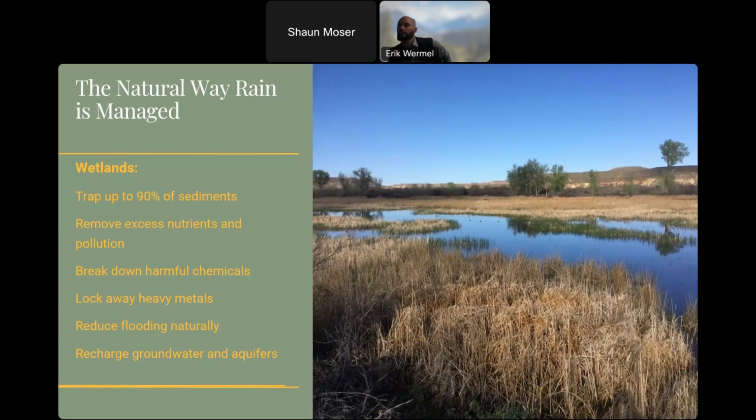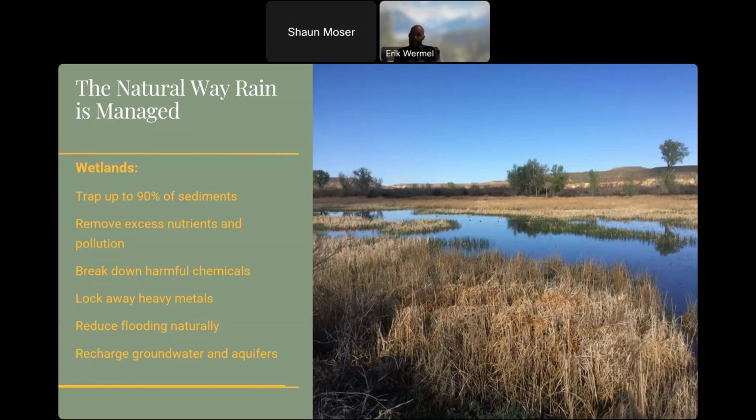So the natural way that rain is managed in the natural environment, in the wild areas. When we think about how rain is meant to move through the environment, there's no better example than wetlands. Wetlands are nature's built-in water treatment system, and they're remarkably effective at what they do. When water flows into wetlands, it slows down as it moves through plants, soils, and sediment and settles out, and pollutants get filtered. So here's what these landscapes are capable of. They trap up to 90% of sediment before it reaches rivers and streams. They remove nearly all of the excess nutrients, like nitrogen and phosphorus, through plant uptake and microbial activity. They break down harmful chemicals, and they sequester and lock away heavy metals.